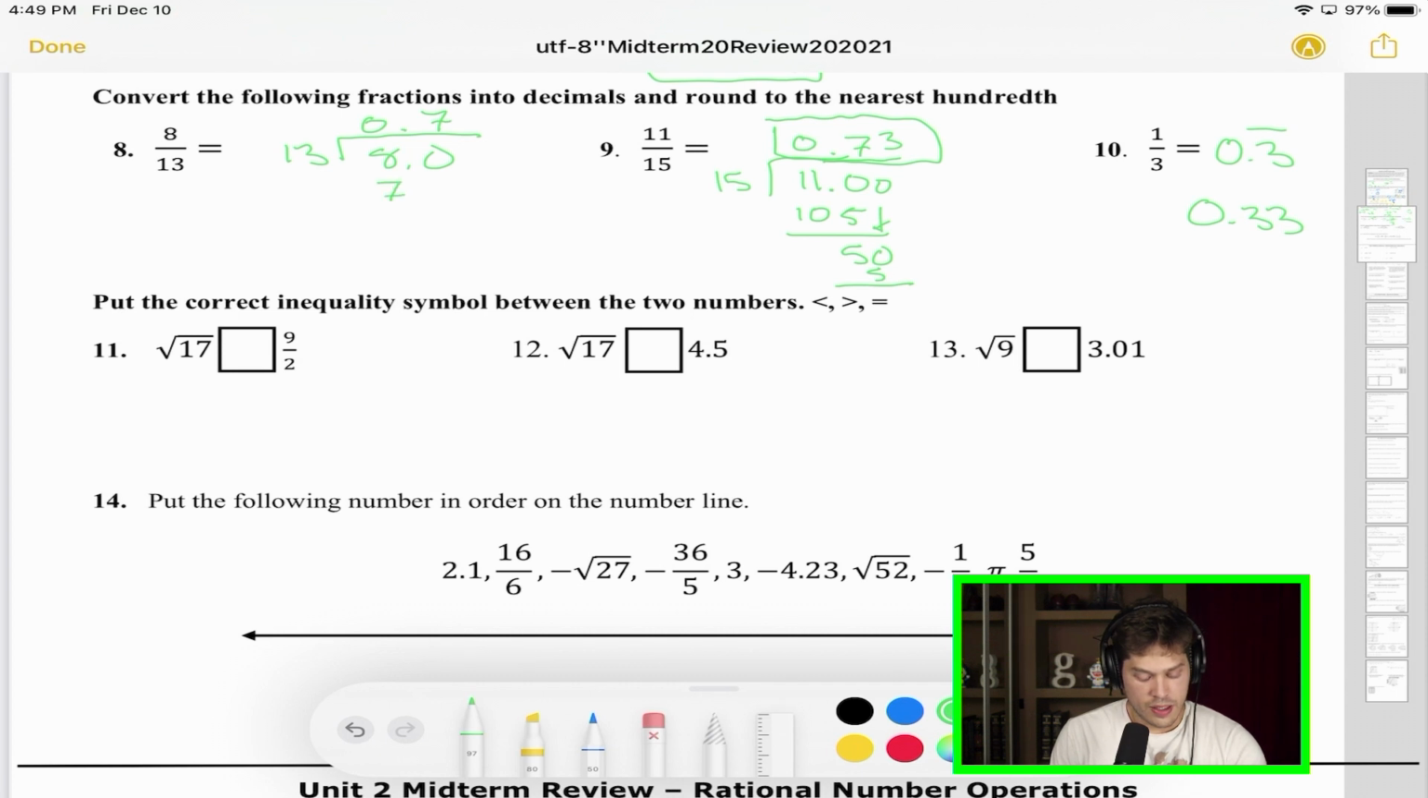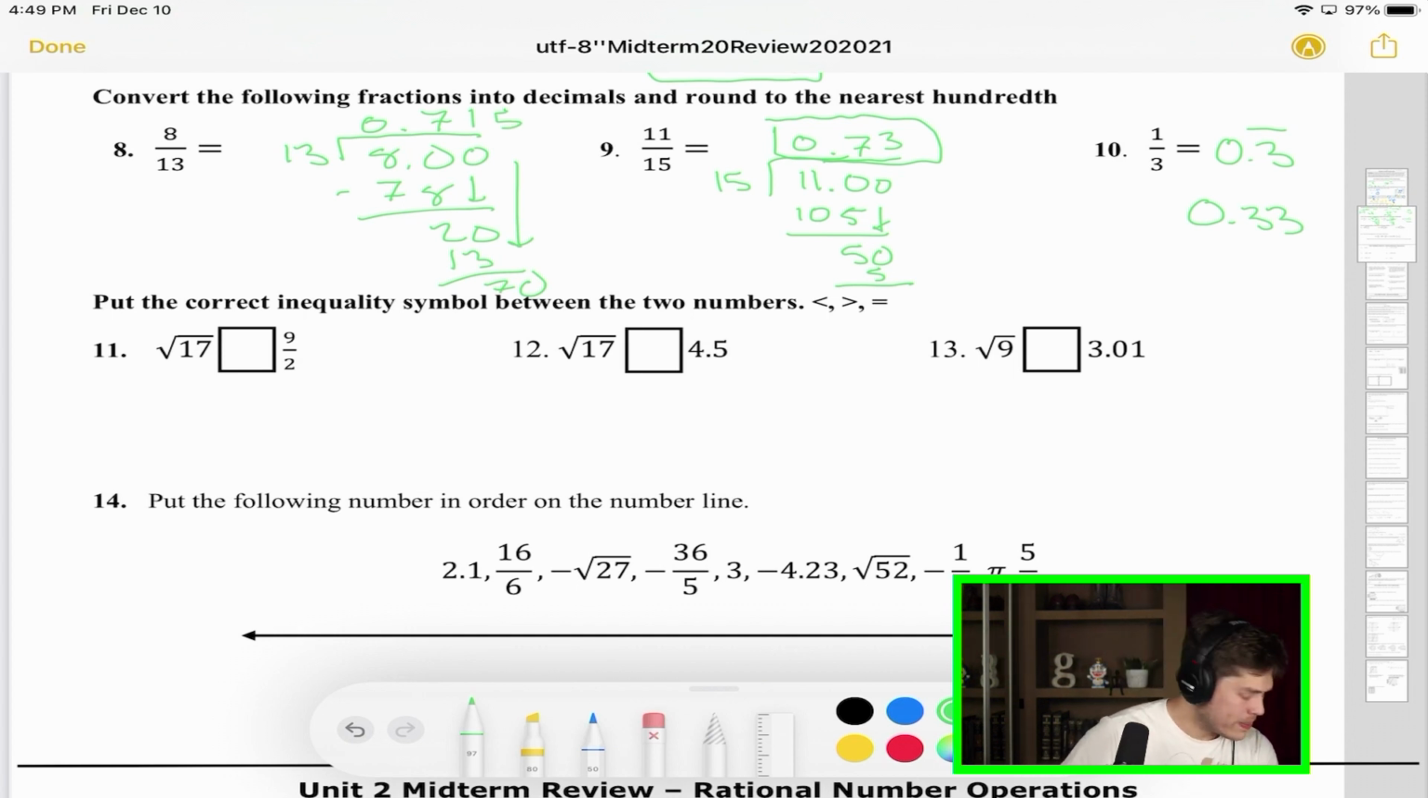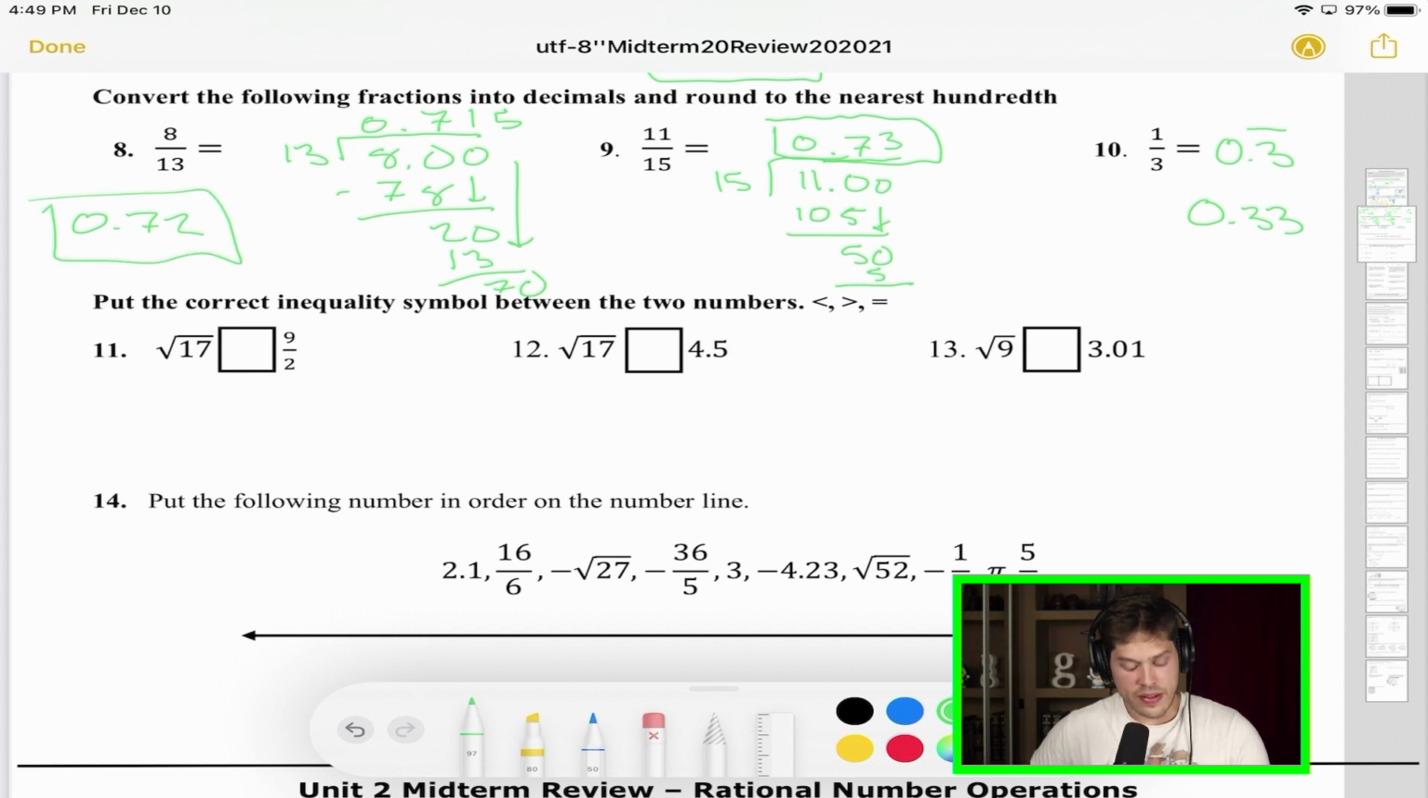Okay. Subtract. Bring down another 0. 13 goes into 20 one time. Subtract. Bring down another 0. And then here we have a 5. So this rounds up. Goodness me. So we went to the thousandths place. We see it's a 5. So rounding to the nearest hundredth, we'll round this up to 0.62. And that's our answer for 8/13.